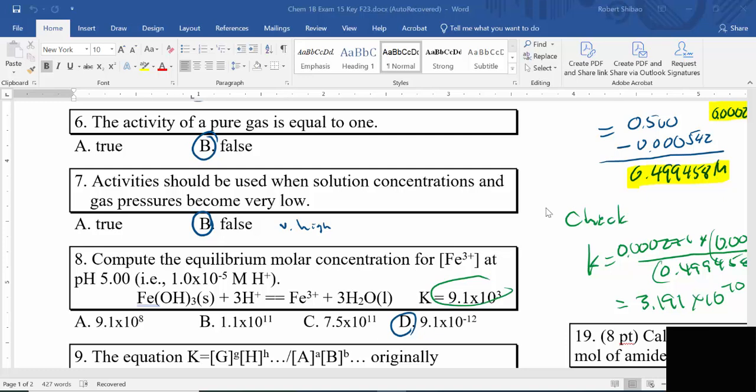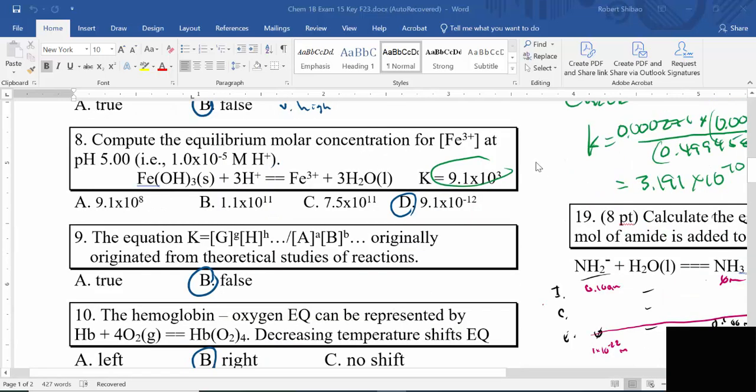And so, no, this would be true if we were looking at very high gas pressures and very high concentrations of solutions, then we need to use activities. But if it's very low and we can make an assumption that it's ideal or close enough to ideal, then it's false. We can just use the concentrations and pressures as is. To get the activities, we'd look at the stoichiometric concentration and then convert it to activity, which we aren't going to do.